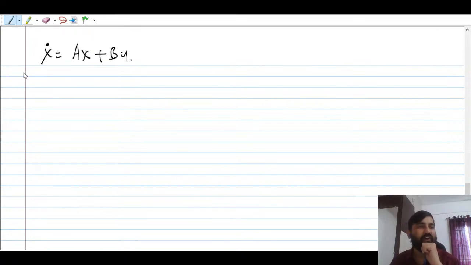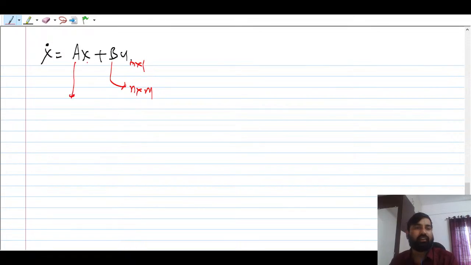So you can now decide the order of the matrices. U has the order of the input. There are m inputs, so how many inputs are there? m. This is going to be m cross 1. And now your B is going to be n cross m. It should match here.